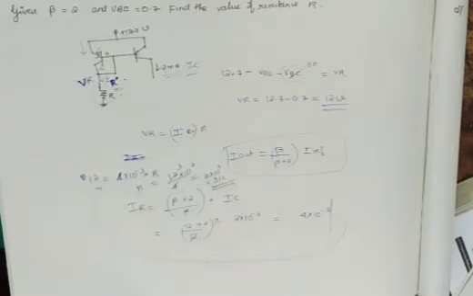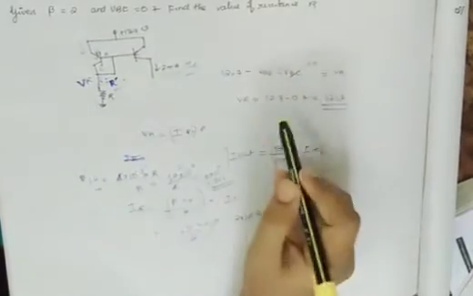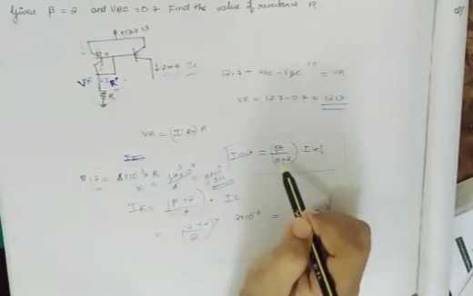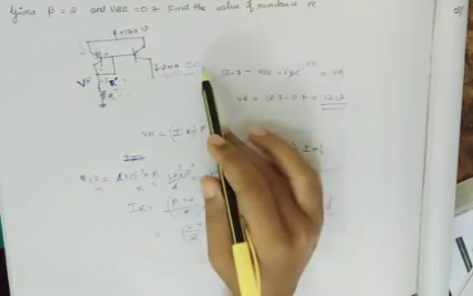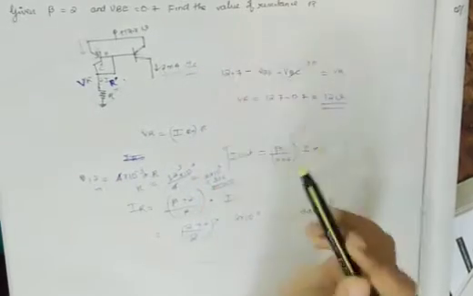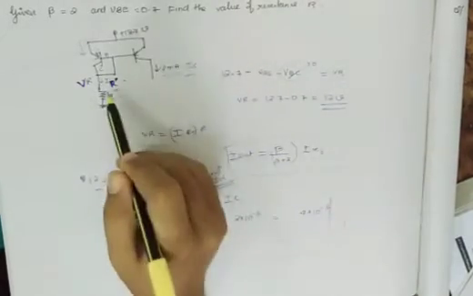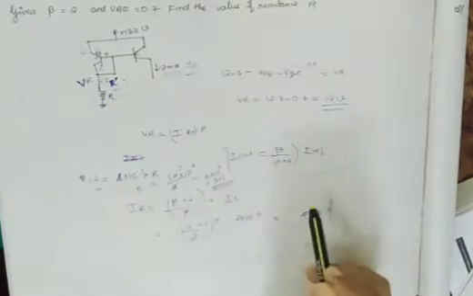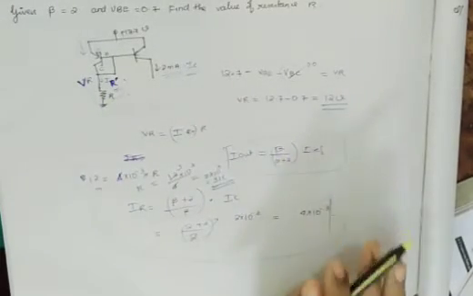Even if it is an NPN transistor or a PNP transistor, it doesn't matter. The whole idea of the current mirror circuit is that the input collector current should be equal to the output collector current. The equation between these two is that I out, the output collector current, is related to the input IREF by this equation.